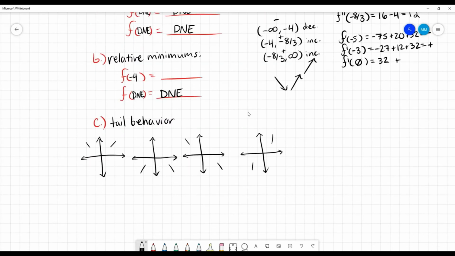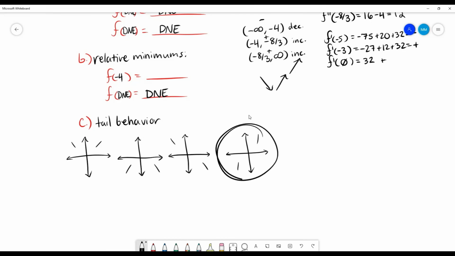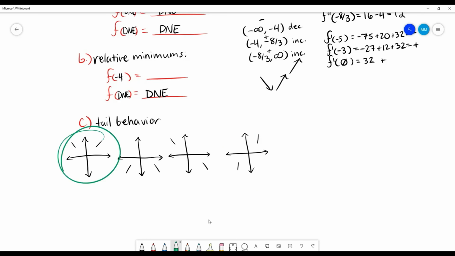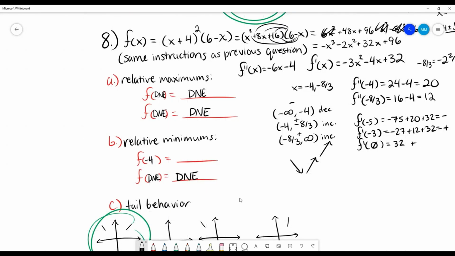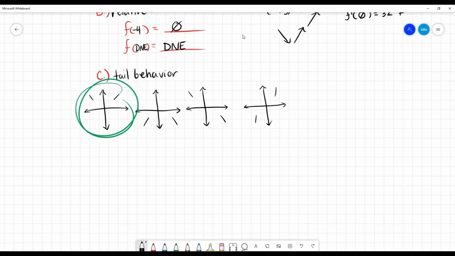And that our end behavior is this one. No. This one, because it's like this. And then we just need to figure out what f of -4 is. -4, plug it into this up here. And that is 0 because of that. And boom. There's our last question for this one.